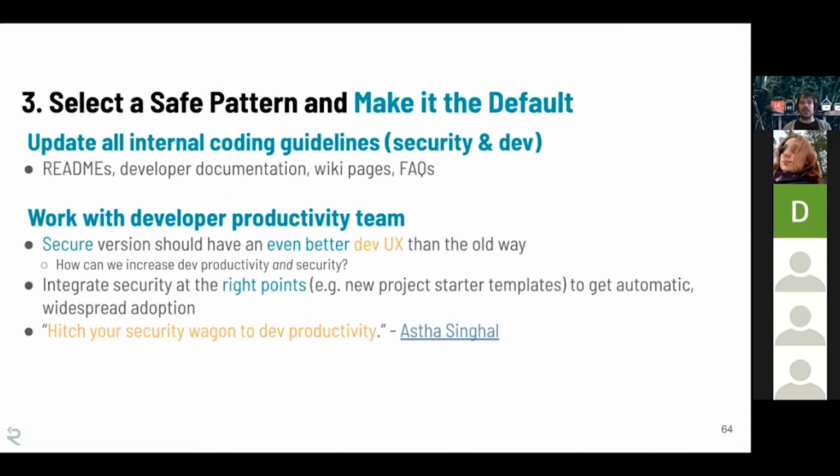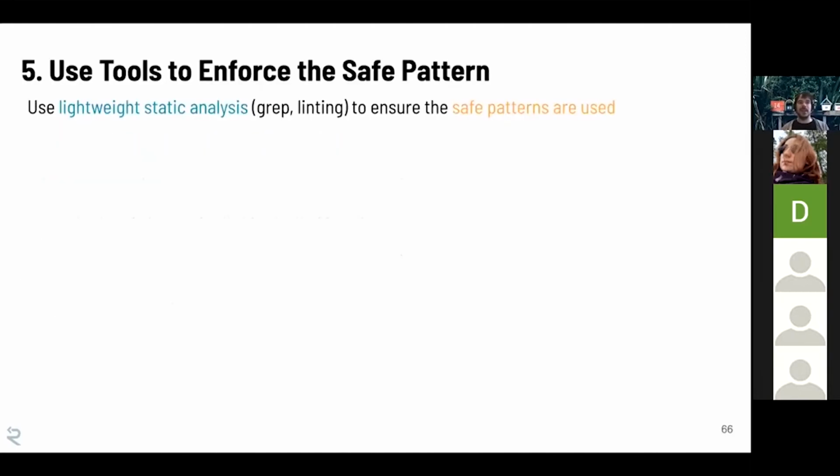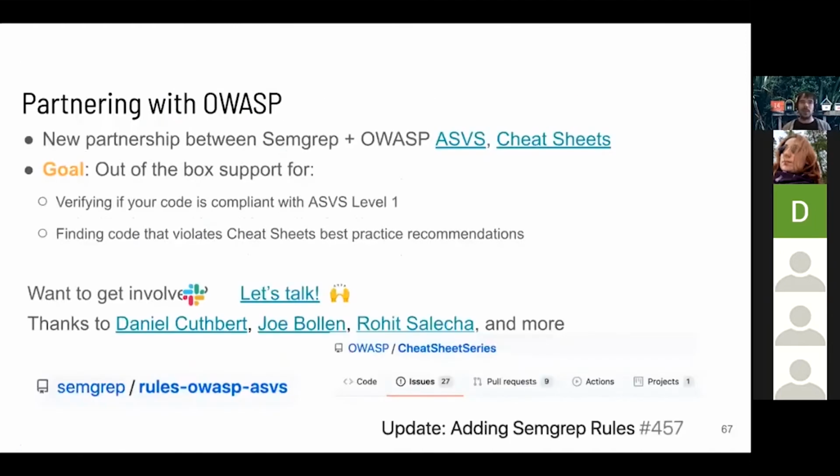And the developer productivity team, I think, is a nice insertion point. For training developers to use the pattern, you need to communicate, hey, this is what I want you to do. You can't just expect them to know what's in your head. And then finally, enforcing with tools. So yeah, I'll probably talk about this in more detail in the future, but I just wanted to give you a brief overview.